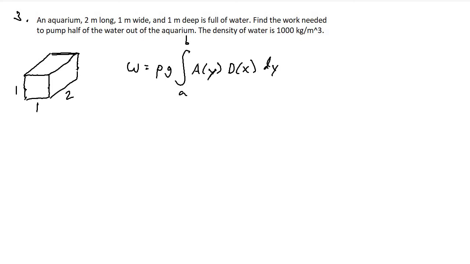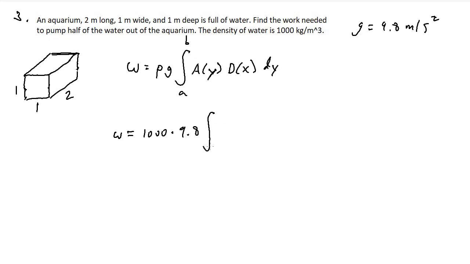So we've already identified that density is 1,000 kilograms per cubic meter, and we know that the acceleration due to gravity is around 9.8 meters per second squared. So I will sub in rho and g into the integral formula. So the work is going to equal 1,000, the density, times the force of gravity, 9.8, times the integral.